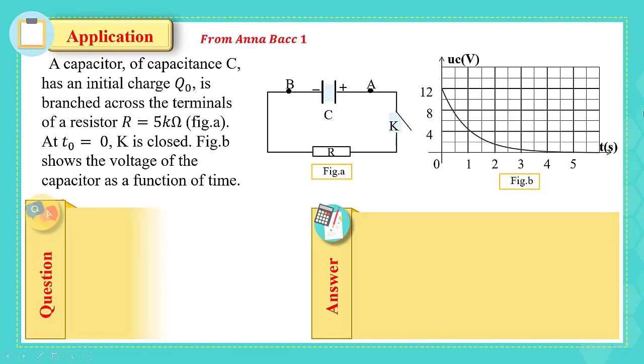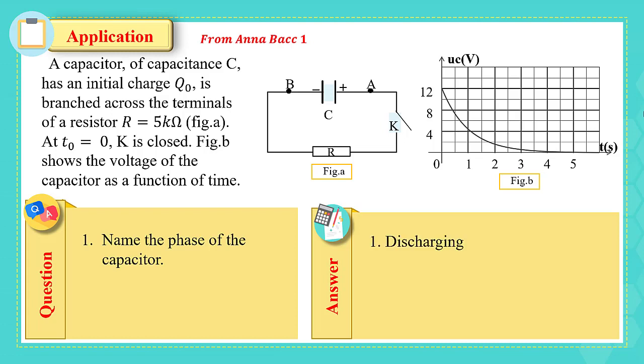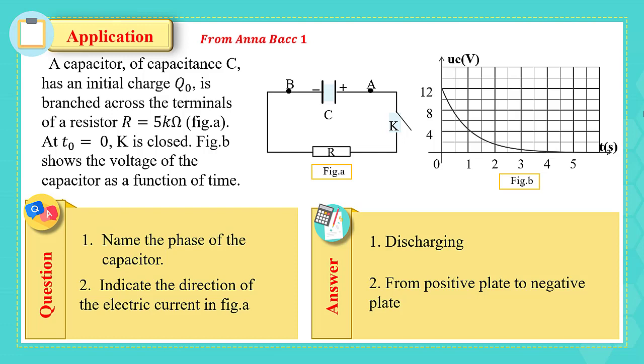Application number 5. A capacitor of capacitance C has an initial charge Q0 and is branched across the terminals of a resistor R equal to 5 kilo ohm. At time t equal to 0, K is closed. Figure B shows the voltage of the capacitor as a function of time. This is the figure which shows the variation of UC as a function of time, and this is the circuit showing the capacitor and the resistor.